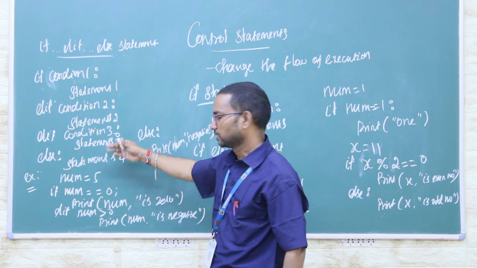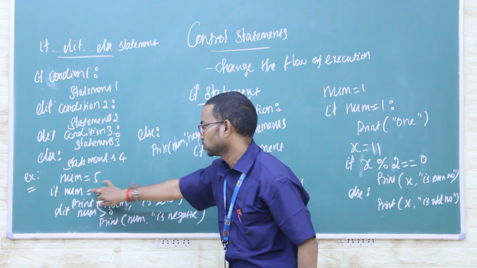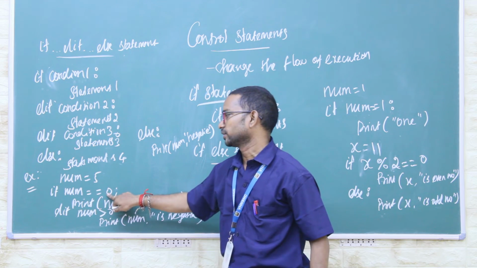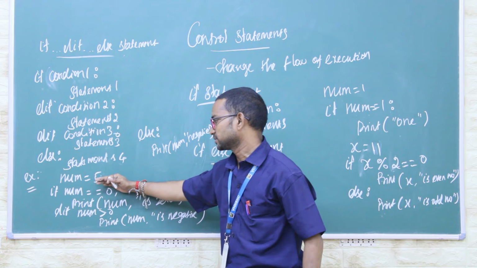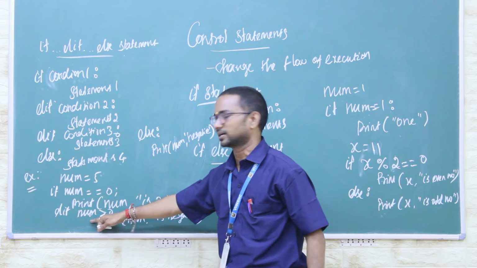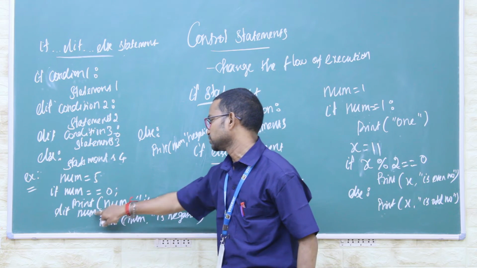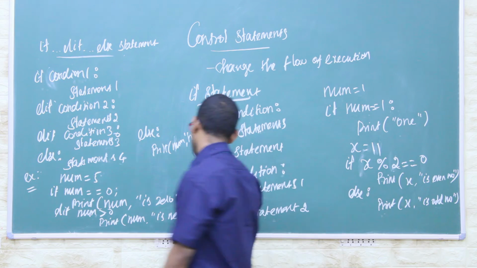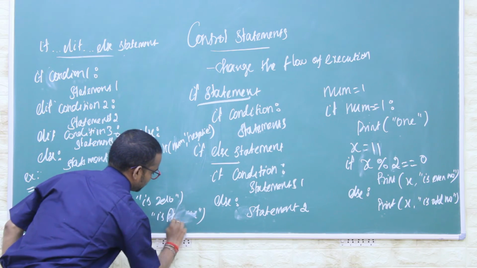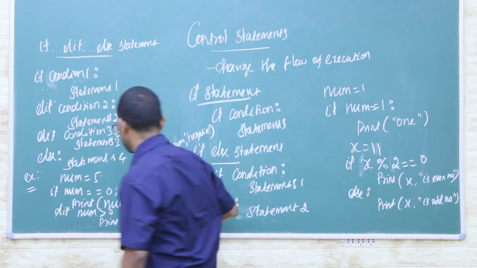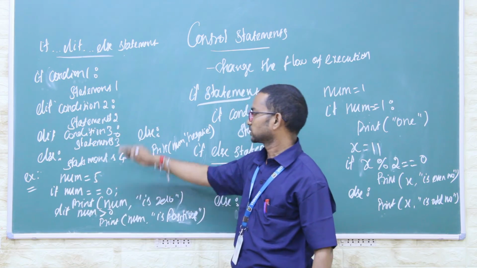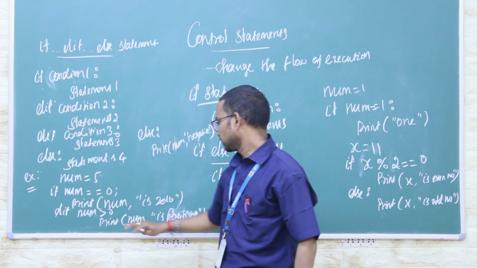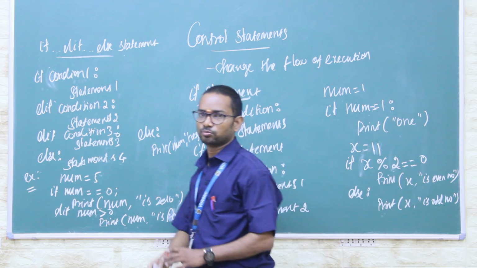Here is a simple example program of if-elif-else. I assign num equal to 5. If num equal to 0, we check whether our value is 0. It is 5, so this condition is false. Then it checks another condition: num greater than 0. Is our value greater than 0? Yes, so the output is 5 is positive, because 5 is greater than 0. Suppose this condition were false, the else statement would run, but the output printed is: 5 is positive.